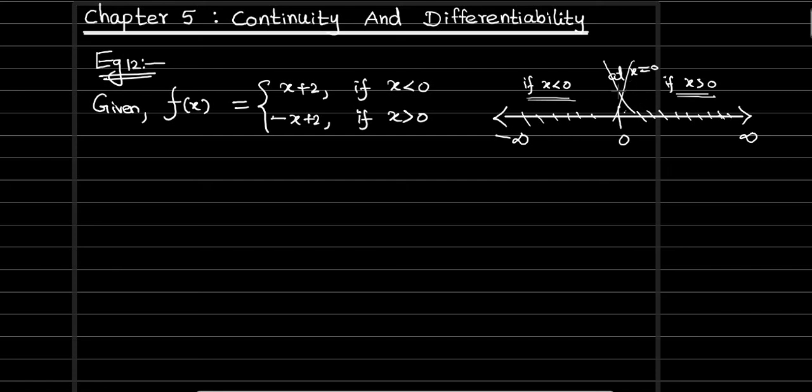The reason for the two cases is we are using different functions, not a single function throughout the real line. As parts we are checking. So the real line we are breaking into two parts and checking. So first, case 1. Case 1, if x is less than 0.